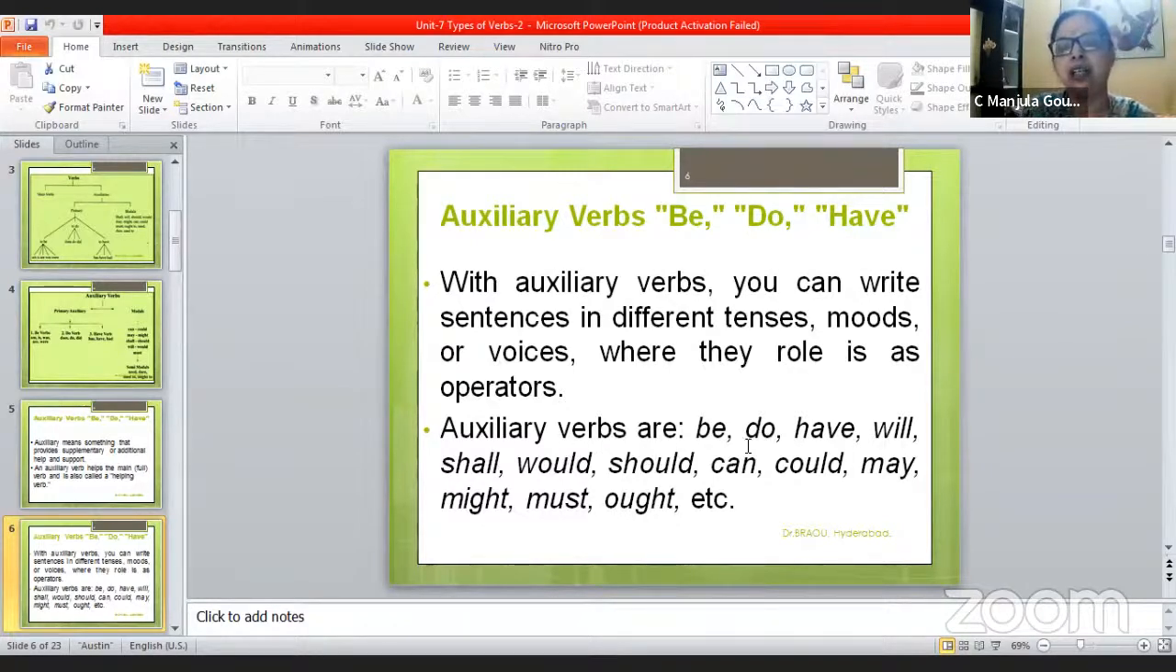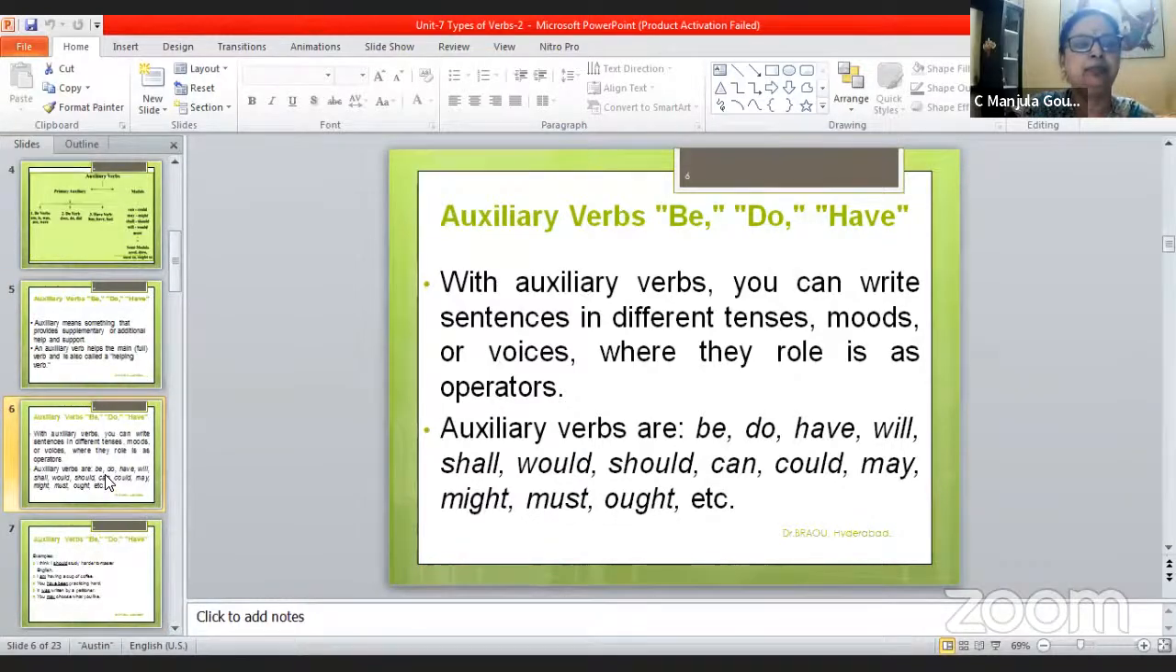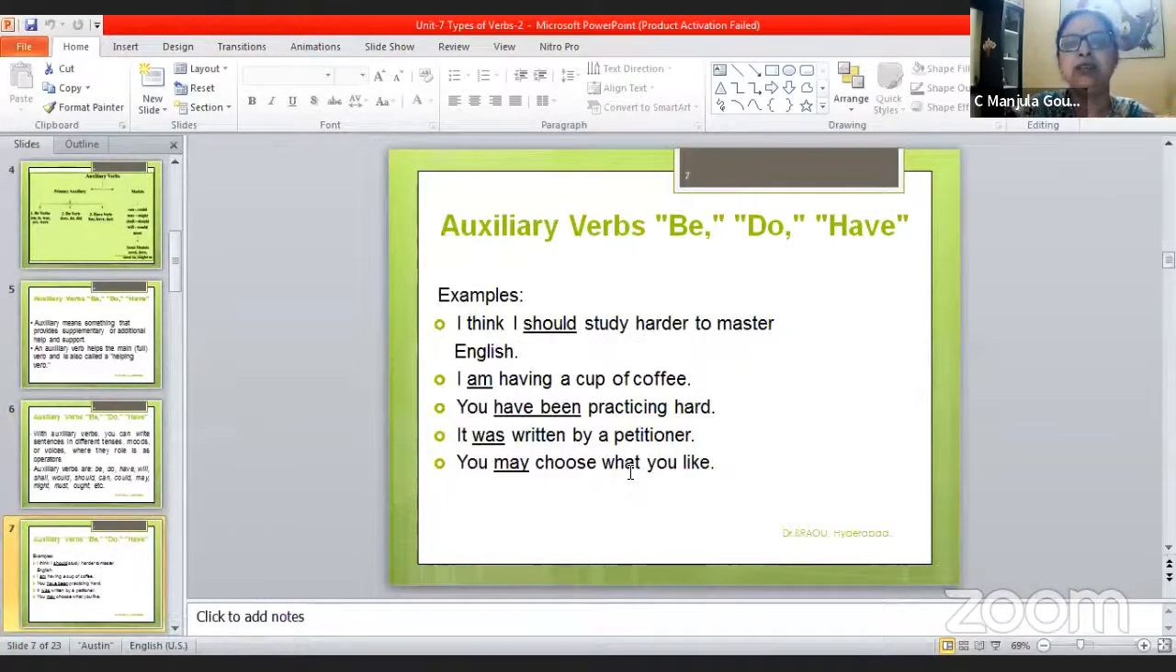So you have auxiliary verbs like this. Auxiliary verbs are be, do, have, will, shall, would, should, can, could, may, might, must, ought, etc. See, when we speak about the past tense form of these words or the probability forms, that is where you have them as their helping verbs. Now let us see these few sentences over here. I think I should study harder to master English.